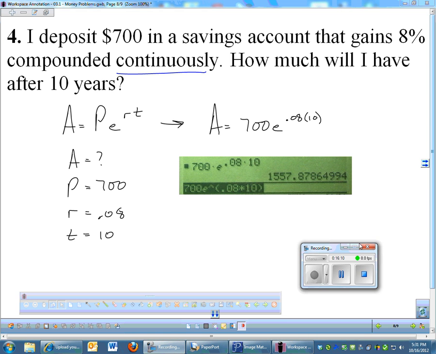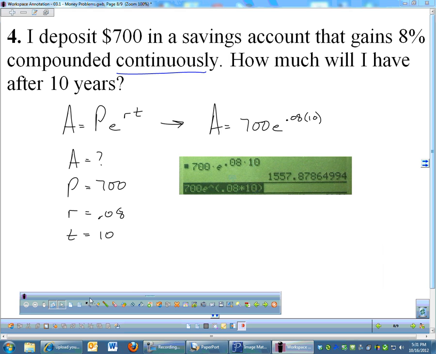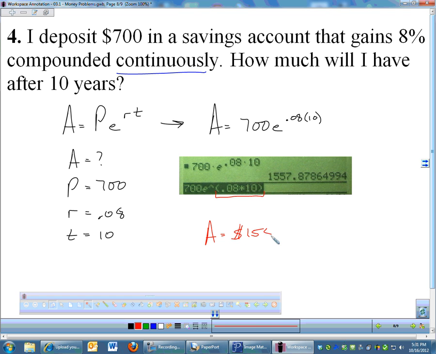There we go. So I punch it in, and I get, first make sure you watch your parentheses. It is e to the power. Make sure all that's in exponents. And we get an accumulated amount of $1,557.88. We're going to round to the penny because that's how we do things in America. And there we go.